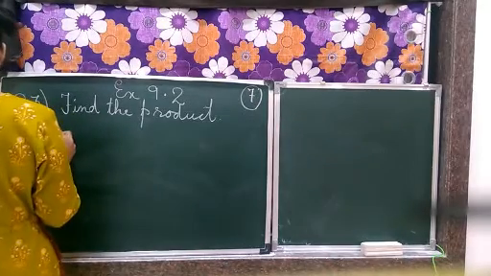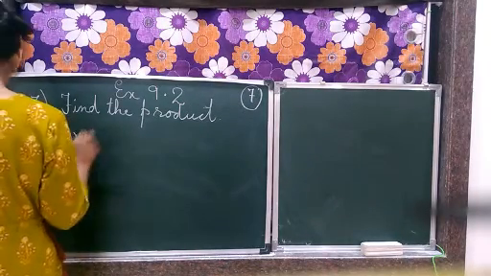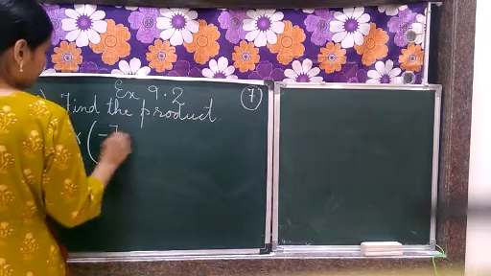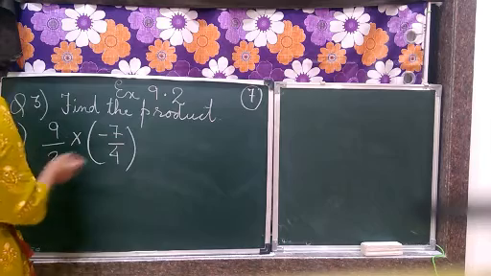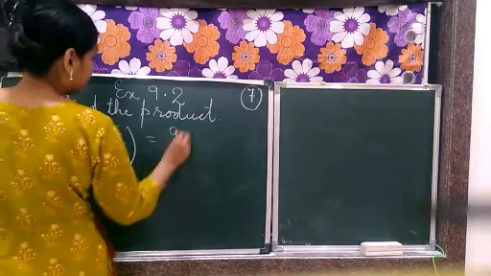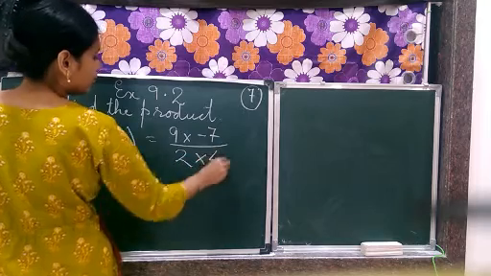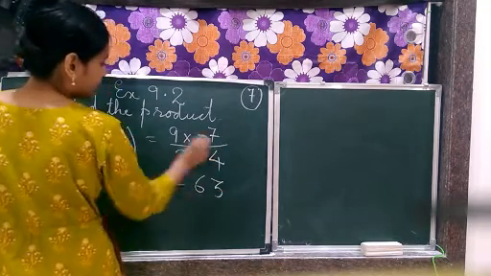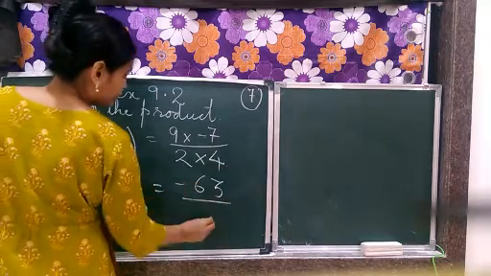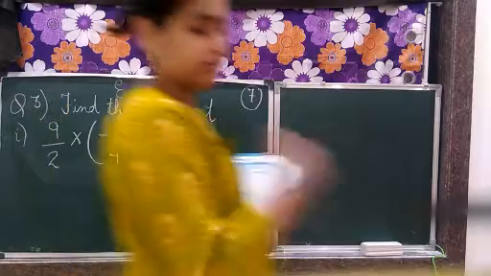The first one, 9 by 2 into minus 7 by 4. Very simple. Numerator multiplies to the numerator, denominator multiplies to the denominator. So 9 into minus 7 and 2 into 4. Nothing can get cancelled. 9 sevens are 63. Plus into minus, minus. 2 fours are 8. So this completes your first one.